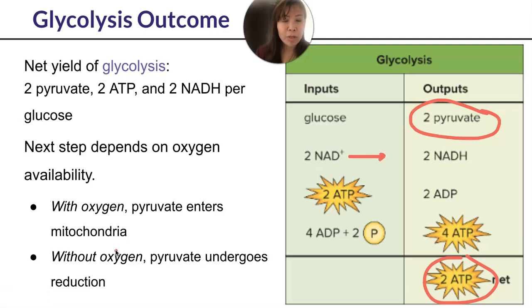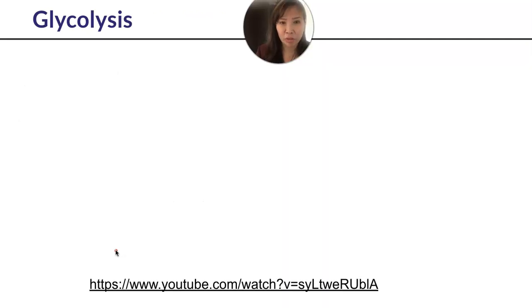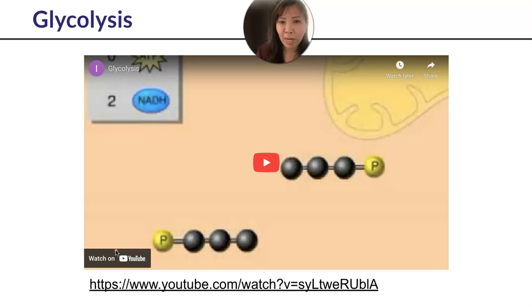If oxygen is available, pyruvate is going to enter the mitochondria, and we're going to continue down to cellular respiration. But if oxygen is not available, then we're not able to have pyruvate actually enter the mitochondria to do cellular respiration. Instead, it's going to undergo reduction. So remember, we talked about oxidation reduction reactions. We're actually going to reduce pyruvate, and we're going to undergo 2 other types of processes because of the unavailability of oxygen. So I'll link this video up with the YouTube so you can watch it.